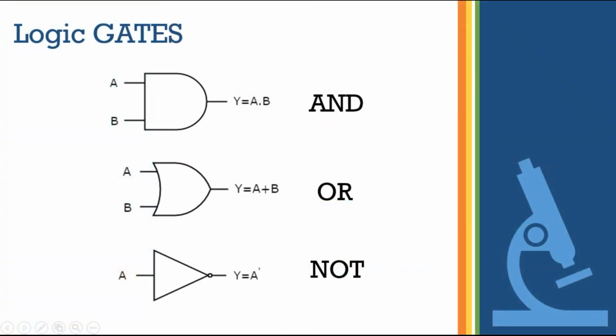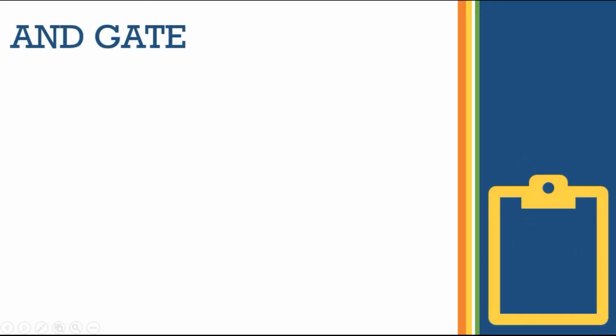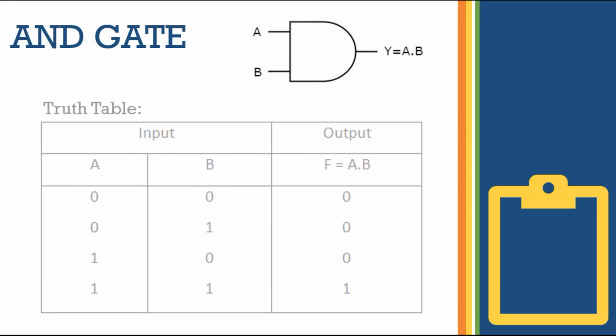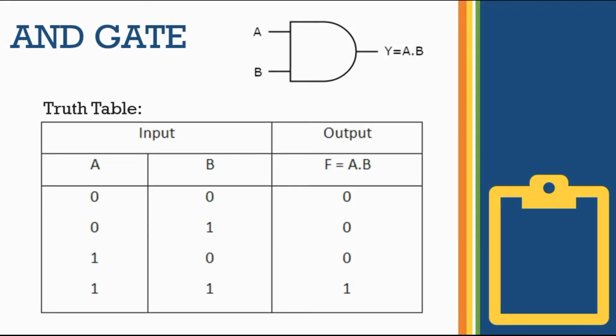There are three basic logic gates, namely, AND, OR, and NOT gate. Let's talk about the AND gate. The AND gate has two inputs and a single output. It performs logical conjunction. In the truth table of the AND gate, you can see A and B are inputs, and F is our output. The output will be true only if both the inputs are true. If any one of the inputs is false, the output will be false.